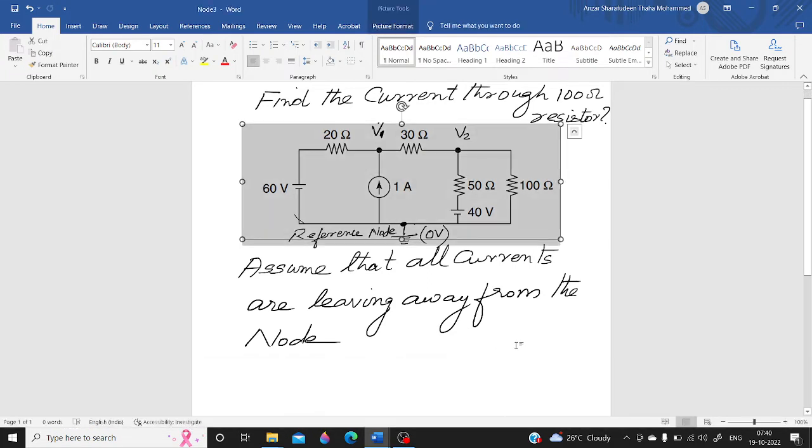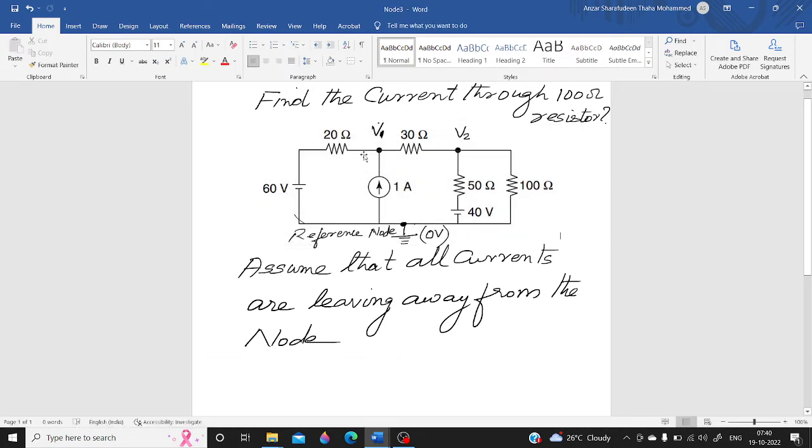First of all, we need to write the node equation, the KCL equation, for each node. And for the sake of simplicity, we assume that all the currents are leaving away from the node, other than the current sources. Here there is a current source, and it is moving into the node. Other than the current sources, we assume that all the currents are leaving away from the node.